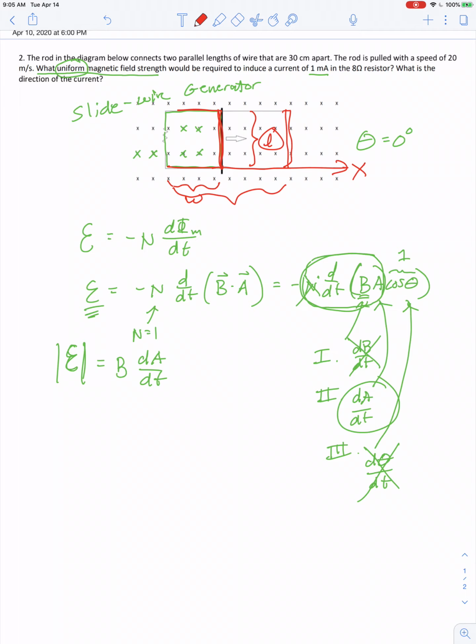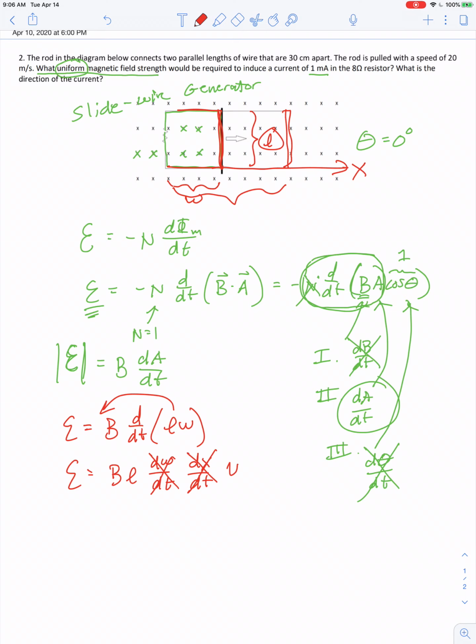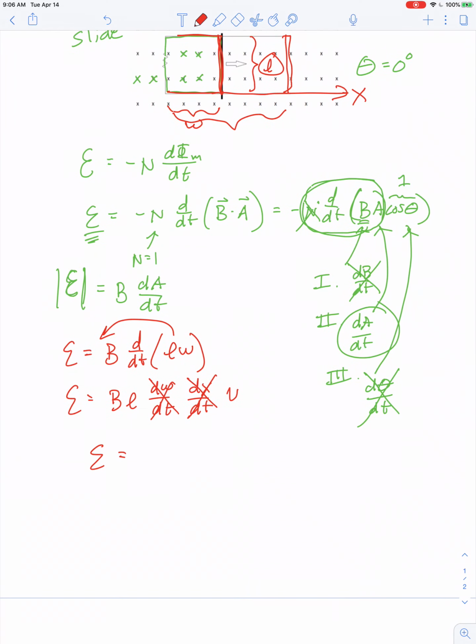Okay, so we can say our EMF is equal to B times the rate of change of the product of length times width. But if the length is constant, then we can say the EMF is BL times the rate of change of the width, which would be the same thing as dx/dt, which is the same thing as the velocity with which the rod is moving. So there you have it. The induced voltage is BLv, and we're asked to solve for the value of B. So B is equal to the EMF over the length of the rod multiplied by velocity.